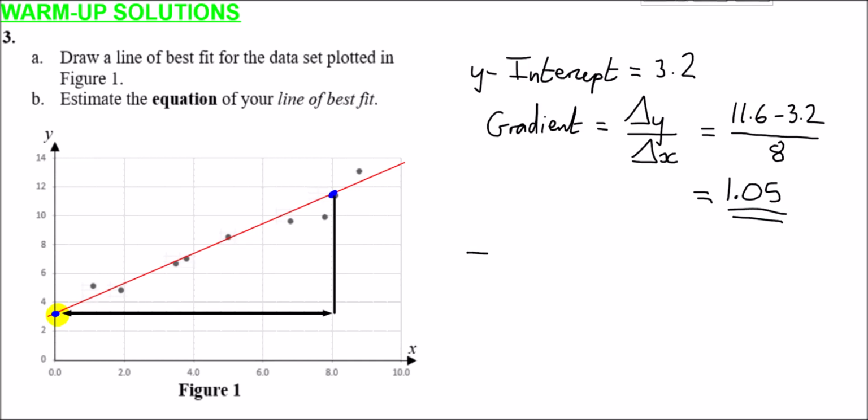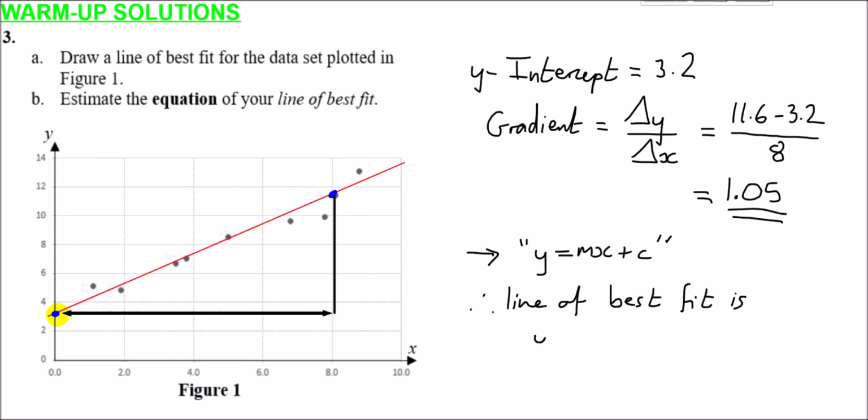So now we know the y-intercept and the gradient, we can apply the idea of y equals mx plus c to this, and we can work out that the line of best fit is going to be y equals the gradient, which we've calculated an estimate for here, 1.05, x plus the intercept, which we worked out as 3.2.